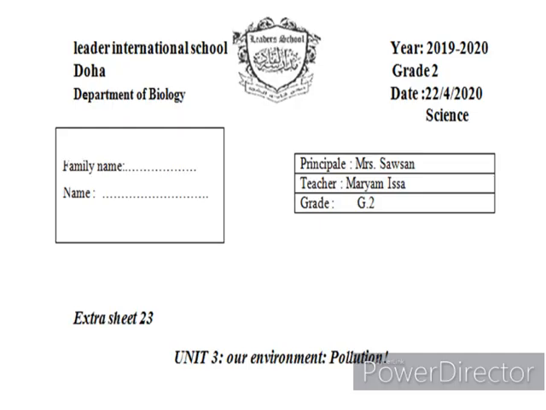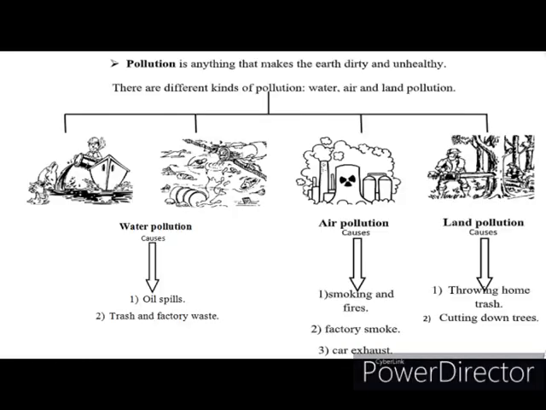Thank you. Now let's go to the extra sheet 23. Pollution. What is the definition of pollution? It is anything that makes the earth dirty and unhealthy. How many types of pollution do I have? I have 3 types, or three kinds: water, air, and land pollution.